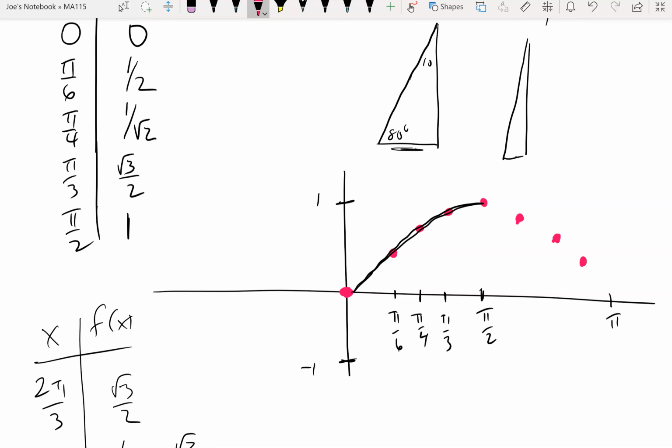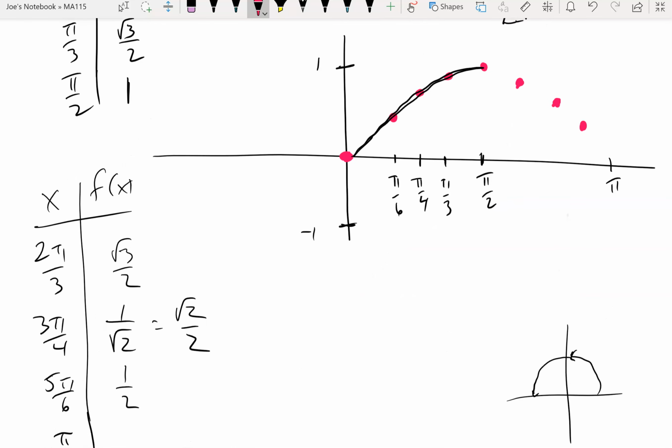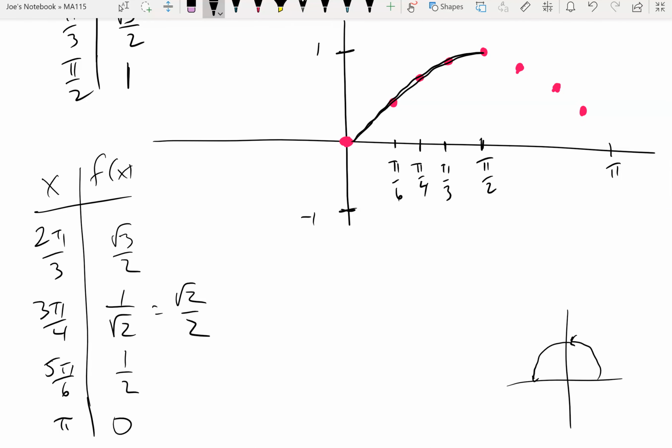What's it look like this graph is doing? Going back down to 0, right? So our sine of pi really is 0. So we end up with that part of the graph. So far, so good?